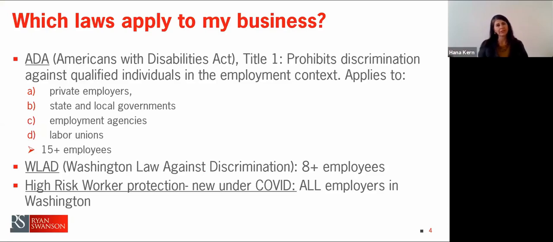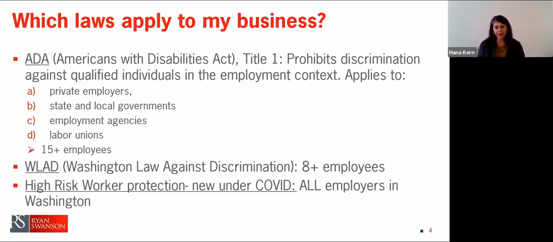So I'm just taking a bird's eye view here. We've got our federal law, the Americans with Disabilities Act. We are talking about Title I, which prohibits discrimination against qualified individuals in the employment context. Who does it apply to? Private employers, state and local governments, employment agencies and labor unions, and every employer of those if you have 15 or more employees. We also have our Washington law against discrimination, which applies to 8 or more employees.